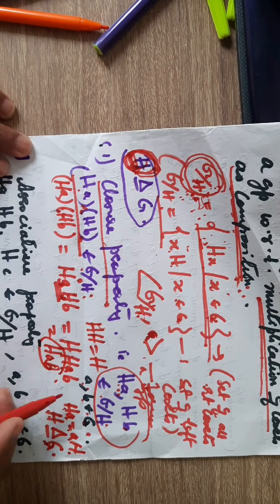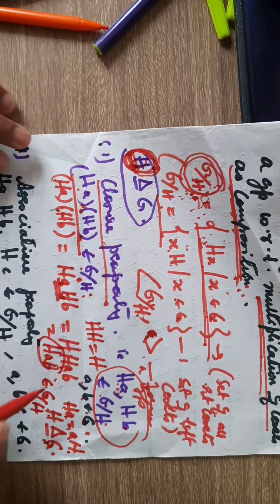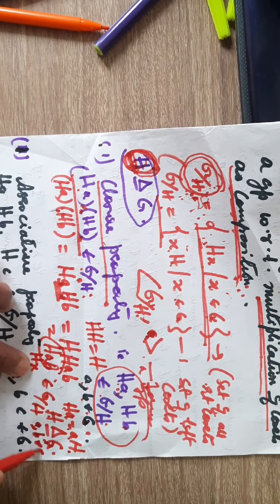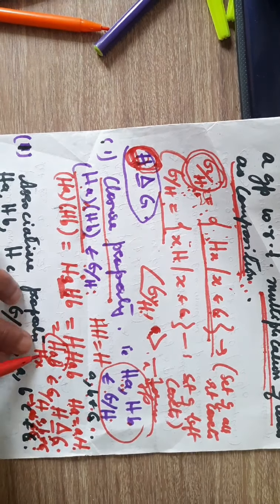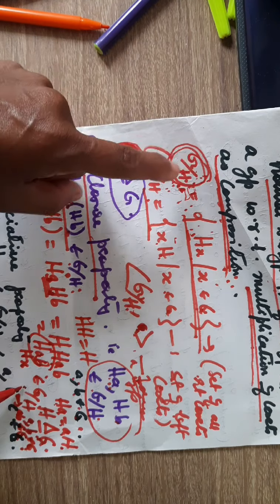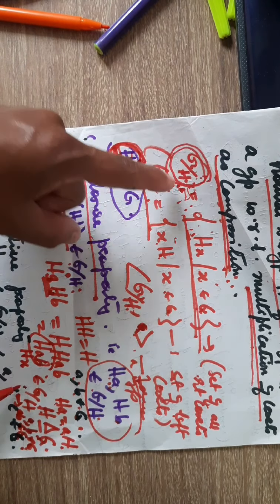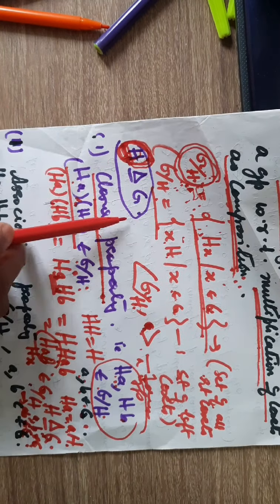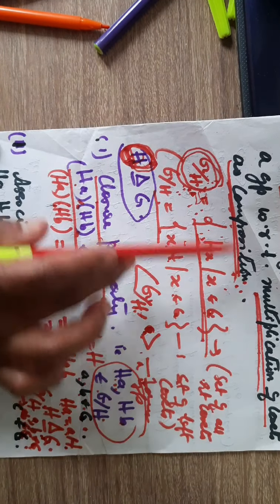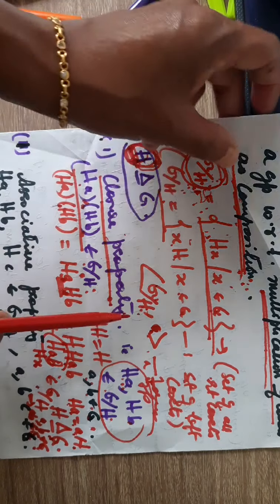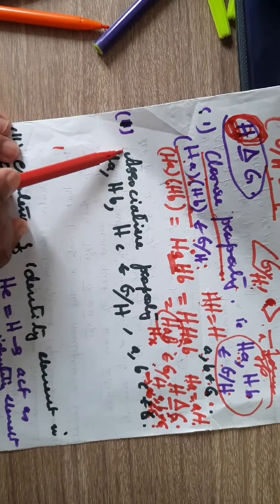And this Hab still belongs to G/H, because it is of the form Hx; since a and b belong to G, it implies that a into b also belongs to G. So it is an element of the form Hx that belongs to G/H. Therefore, it satisfies the closure property, which means that the multiplication of cosets as composition is a binary operation in G/H. Now next, let us prove the other axioms.